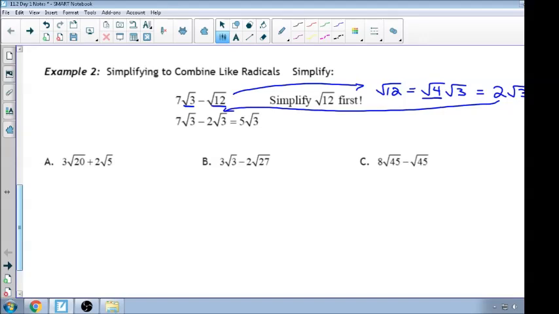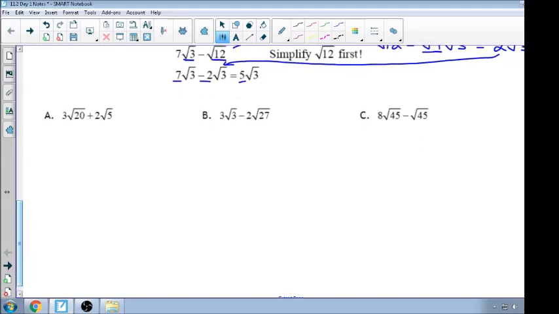They take 7 minus 2, which is 5. So 7 minus 2 is the 5. The root 3 stays the same, just like the section above. Let's go ahead and look at an example ourselves.